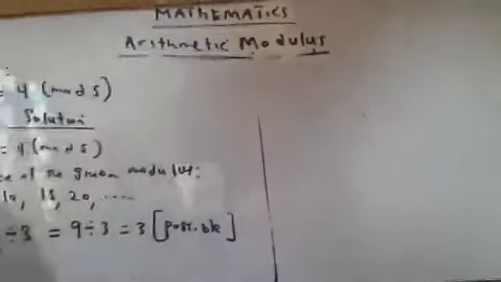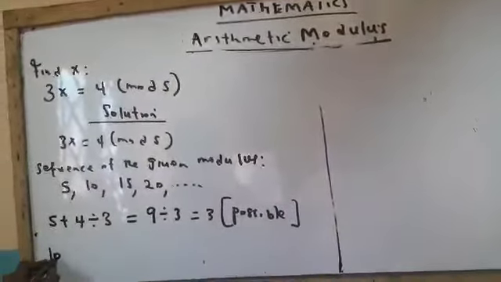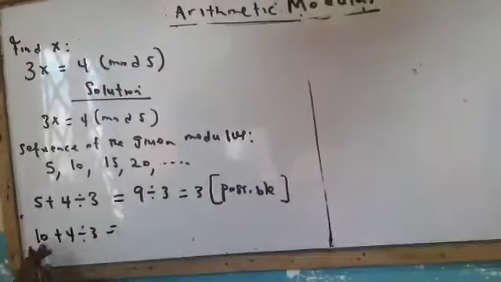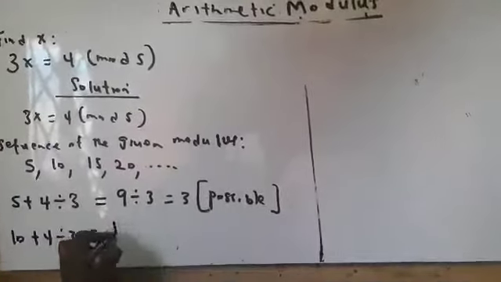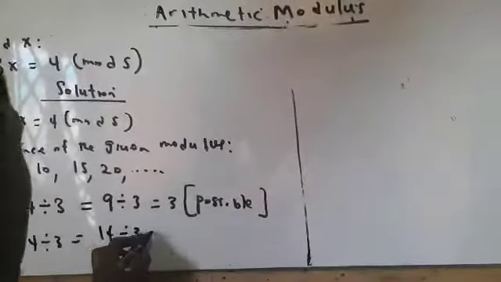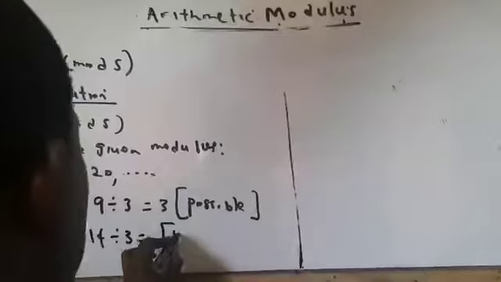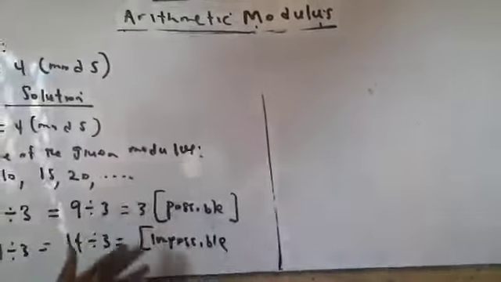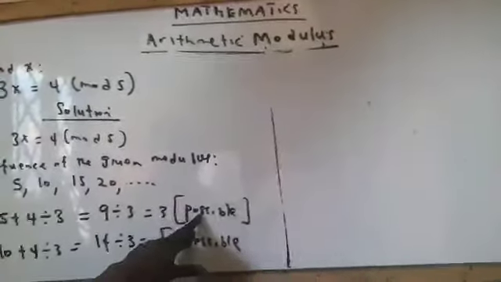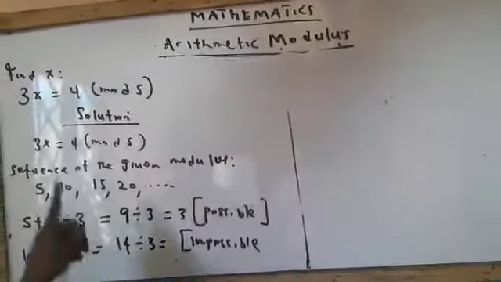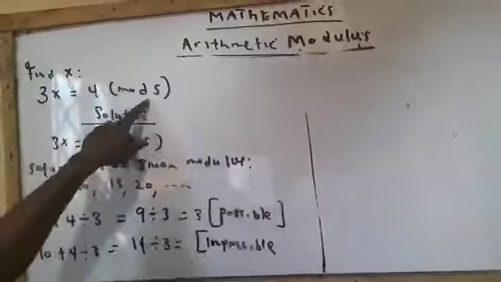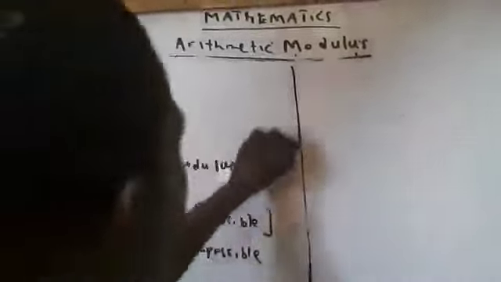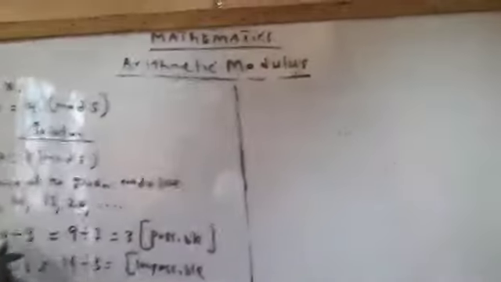Now let's check the other sequence. If I take 10 plus 4 divided by 3, what will it be? 10 plus 4 is 14. 14 divided by 3, that means this sequence is impossible. So if I go on and on, I'm going to get the one that is possible and the one that is impossible. Mind you, in finding an unknown variable under mode, you can have more than one answer, but you take the least.